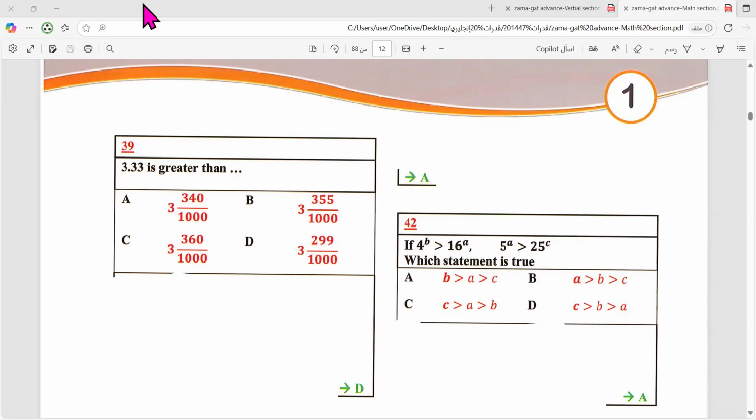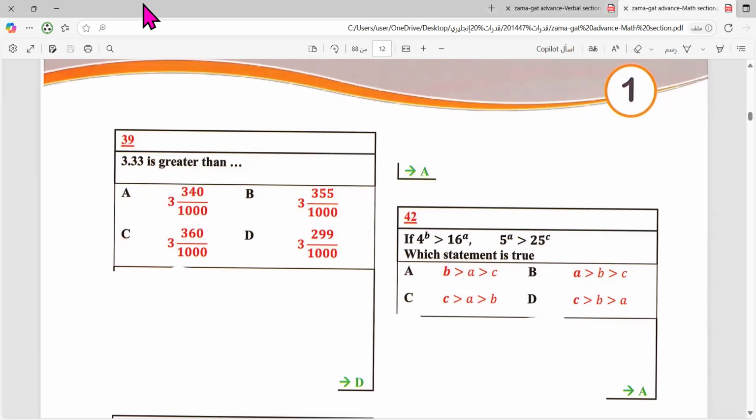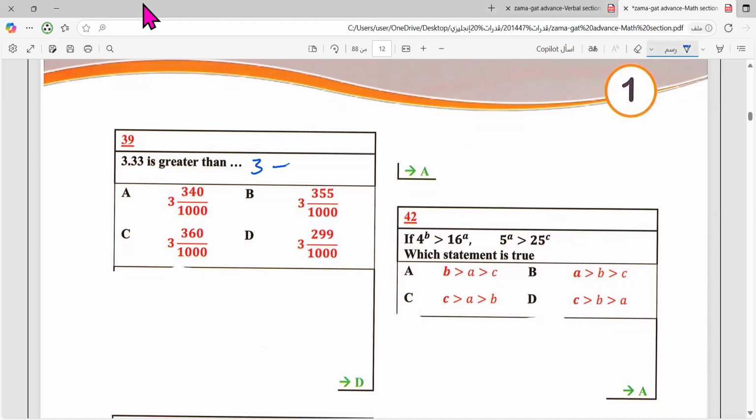Okay, now look here. The question says 3.33 is greater than what? You can convert the options A, C, B, D to decimal numbers, or you can put this as a fraction. We have three integers and 33 over 100. But here it is over 1,000, so we multiply by 10 here and by 10 there. Now we compare. It's very easy.